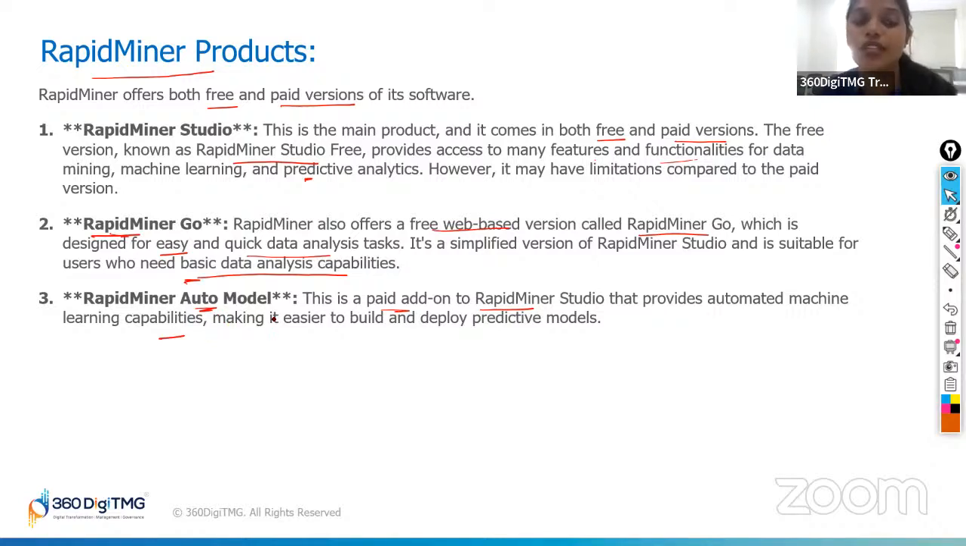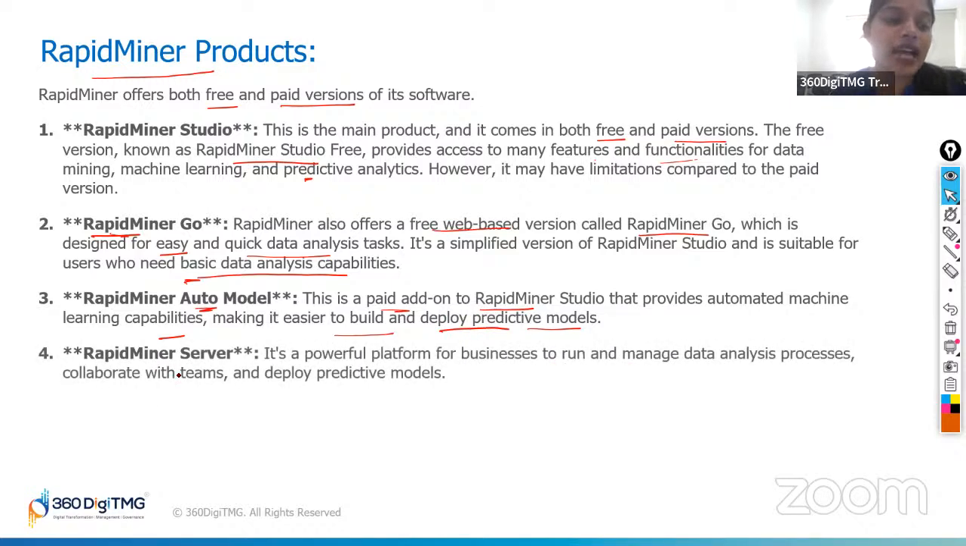So first, let's see what the products present are. RapidMiner Auto Model is the third product. It is a paid add-on on RapidMiner Studio. It provides automated machine learning capabilities, which makes it easier to build and deploy predictive models. That is the third product.